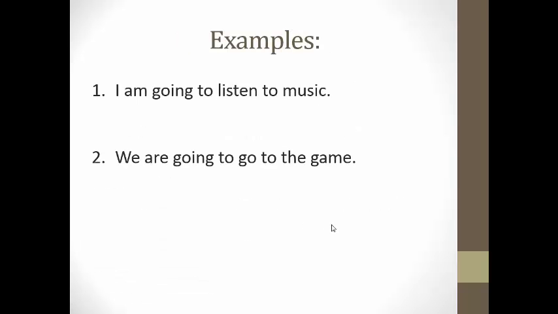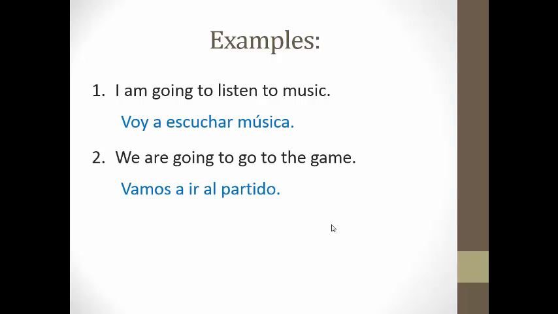Okay, let's take a closer look at a few examples here. I'm going to listen to music, and we are going to go to the game. These are simple Spanish 1 sentences. You would say, for I'm going to listen to music, voy a escuchar música. And we are going to go to the game, vamos a ir al partido.